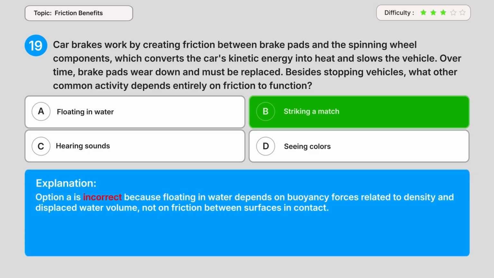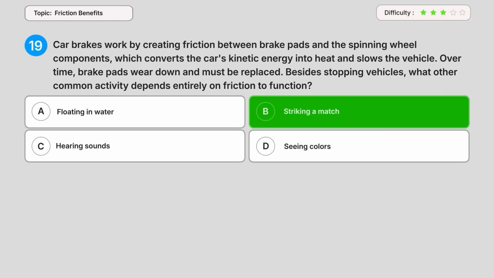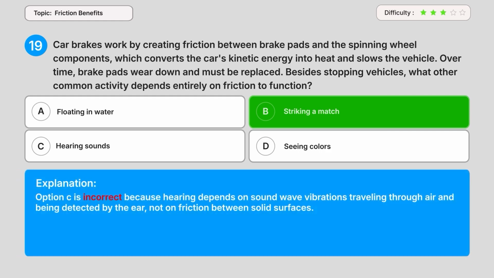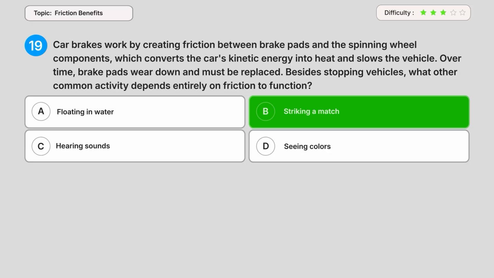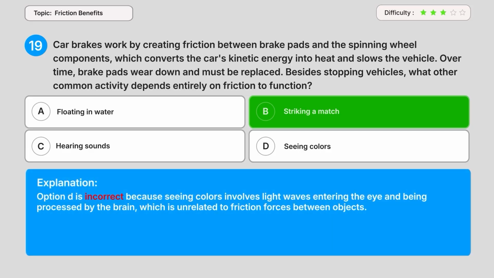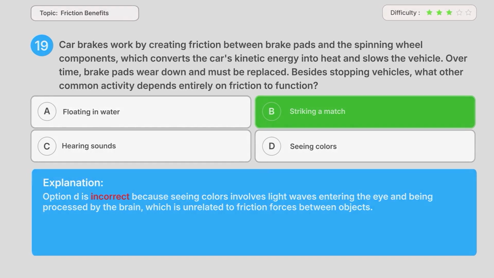Option A is incorrect because floating in water depends on buoyancy forces related to density and displaced water volume, not on friction between surfaces in contact. Option C is incorrect because hearing depends on sound wave vibrations travelling through air and being detected by the ear, not on friction between solid surfaces. Option D is incorrect because seeing colours involves light waves entering the eye and being processed by the brain, which is unrelated to friction forces between objects.